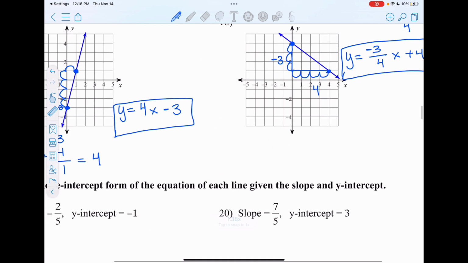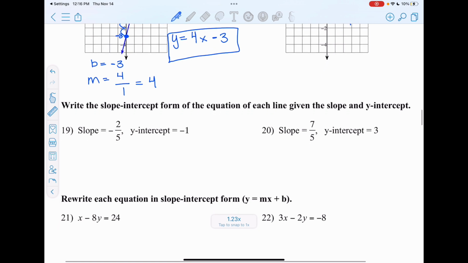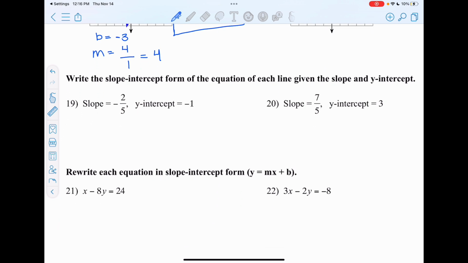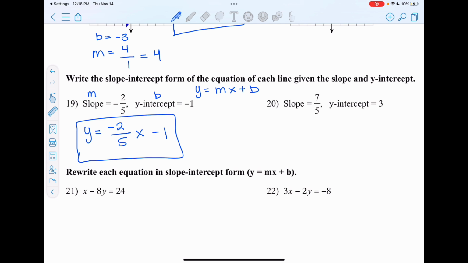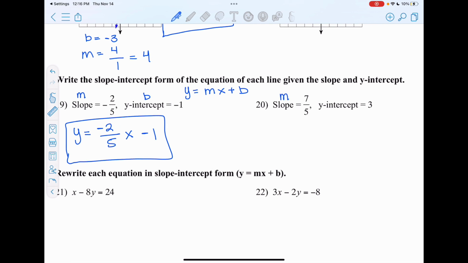We are going to do the same thing, but instead of looking at a graph, they are going to tell us what the slope and the y-intercept are. Remember, your slope is your m value, and your y-intercept is your b value. And all we're doing is plugging them into y equals mx plus b. So here I have y equals, my slope is -2 over 5, x, and my y-intercept is -1. In 20, I have my slope and my y-intercept, my m and my b. I will have y equals 7 over 5x plus 3.